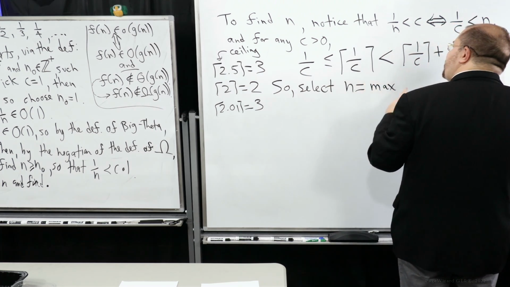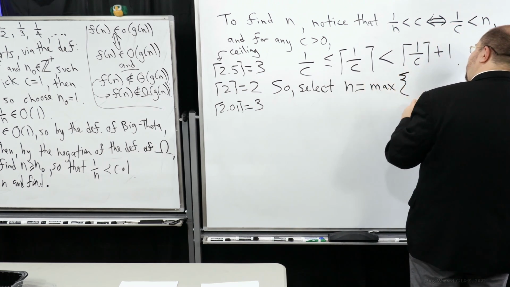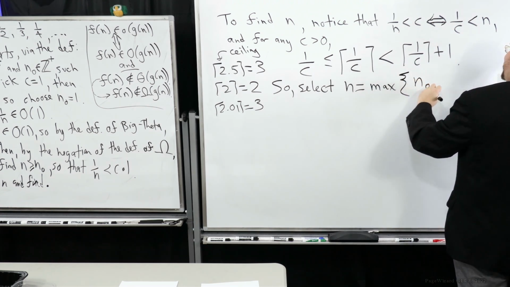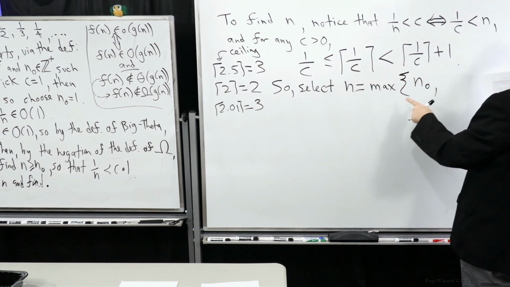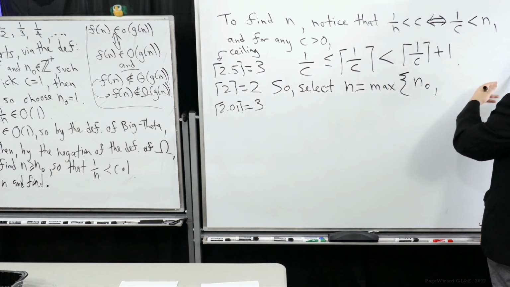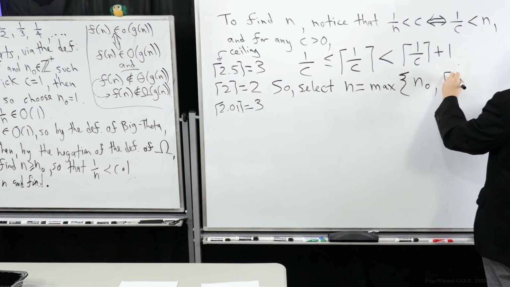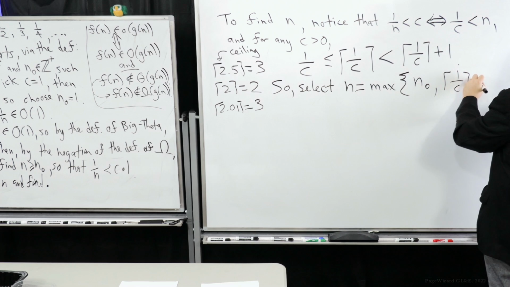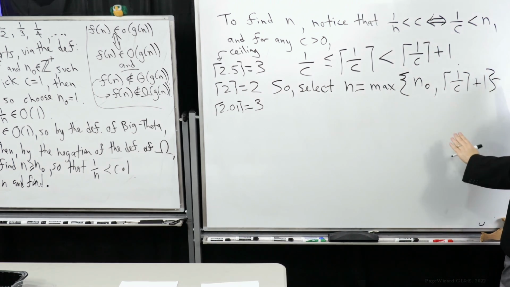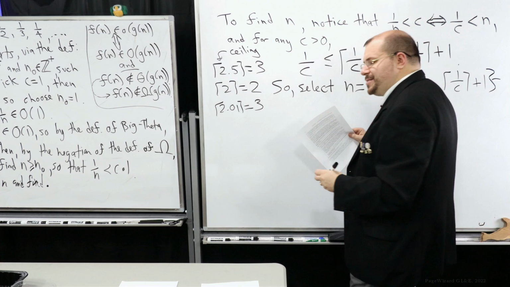So what I'm going to do is use a max function. I'm going to take the larger of these two values. I need n to be greater than or equal to n0, so I'm going to say n0. That's one of the choices. Or it's going to be the ceiling of 1 over c, plus 1. So whichever of these is the larger one, you pick that as n. That's the recipe.